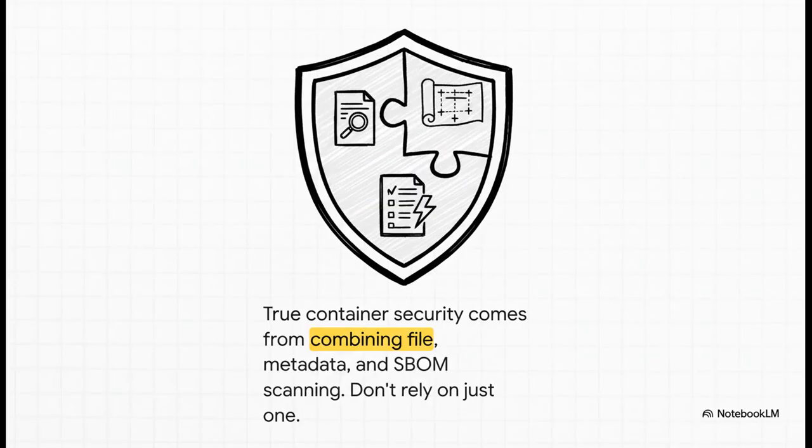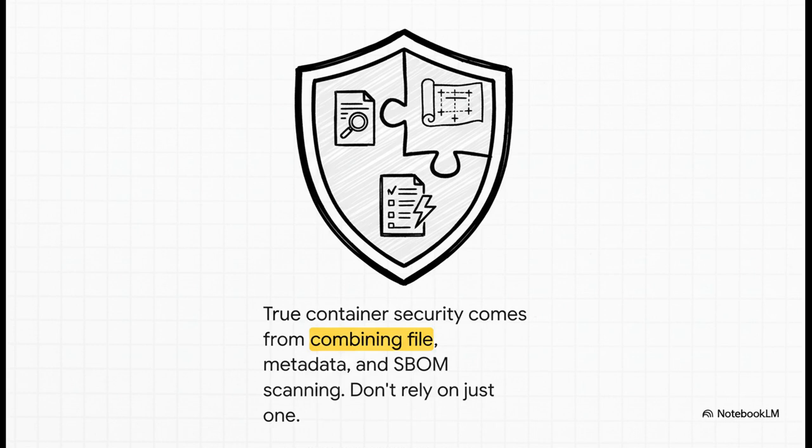So what's the big takeaway here? It's simple. You can't just rely on one type of scan and call it a day. Real container security is about combining these layers. You need the file scan to catch the obvious vulnerabilities, the metadata scan to check your blueprint for bad practices, and the SBOM scan to make it all happen fast enough for a modern pipeline.